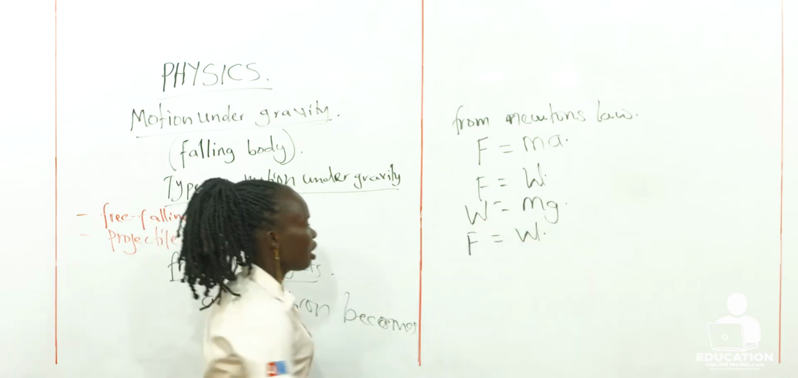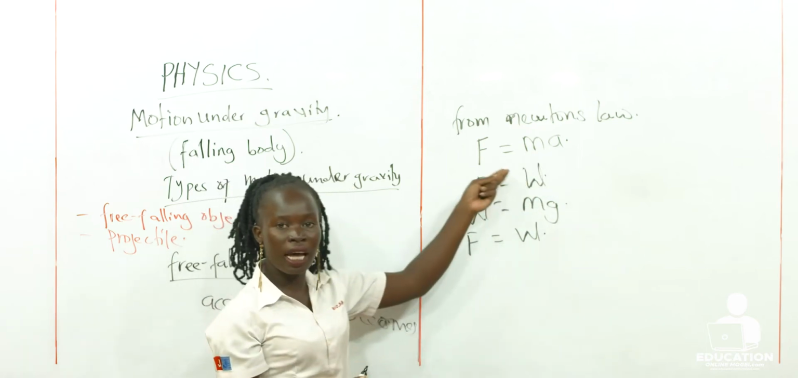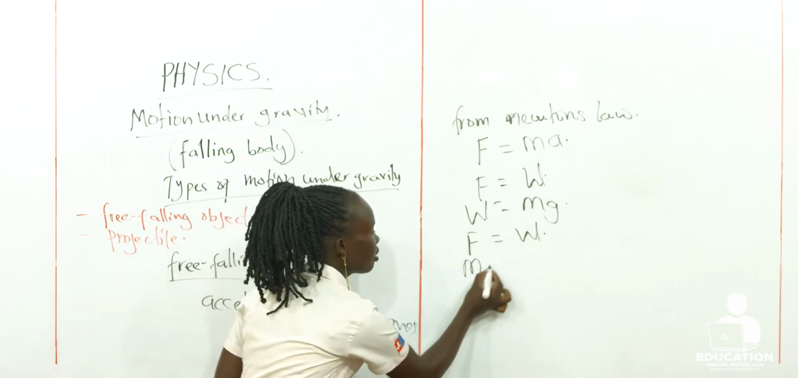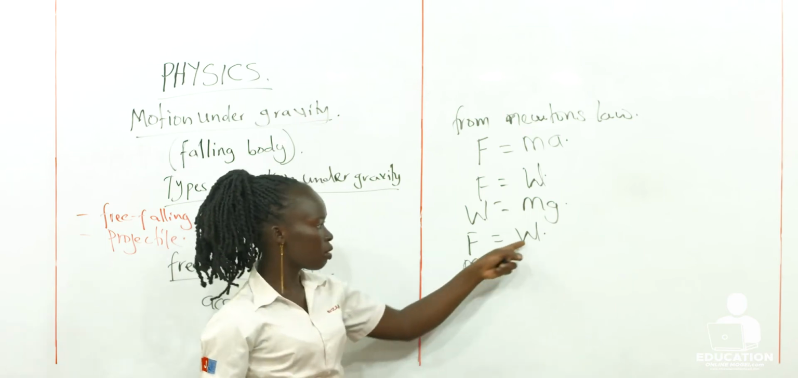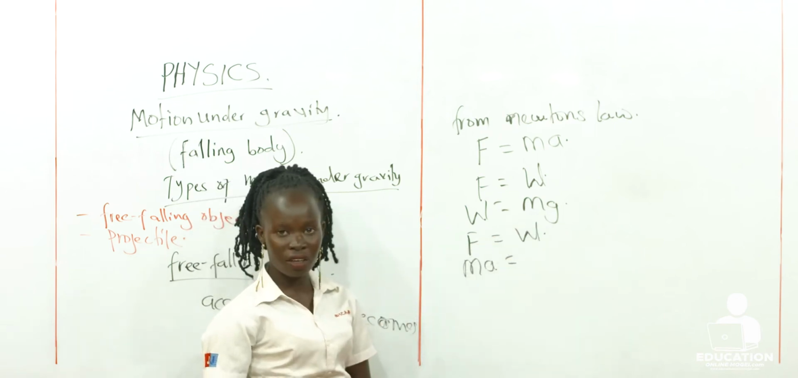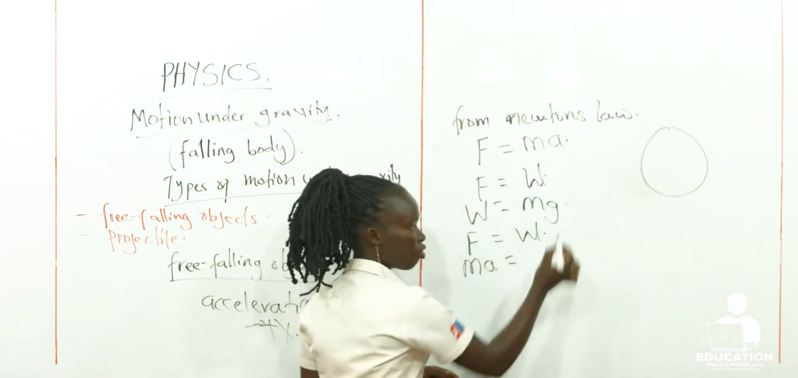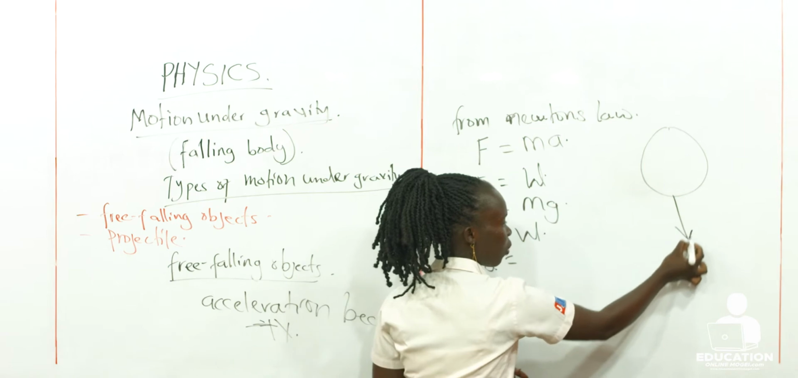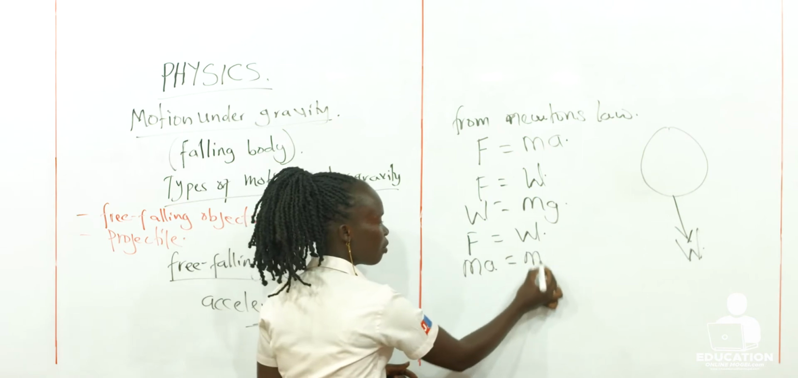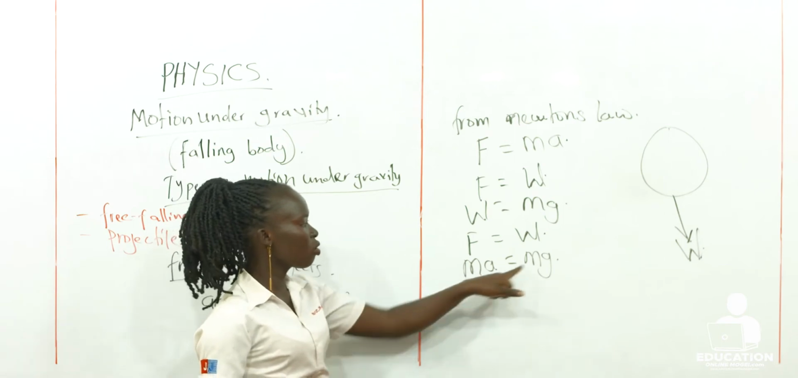Let us try to substitute where there is force. We take the value, which is ma, and substitute it where this force is. We shall have ma equal to the weight. What is the weight here? The weight is the mass of the body and acceleration due to gravity. Because if this is our object, it is falling from upwards, the weight is acting downwards. So we shall have mg.